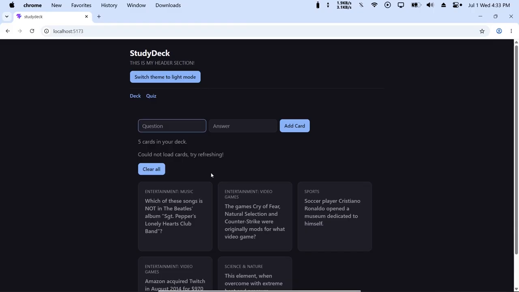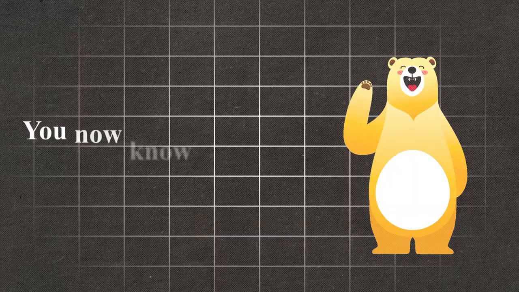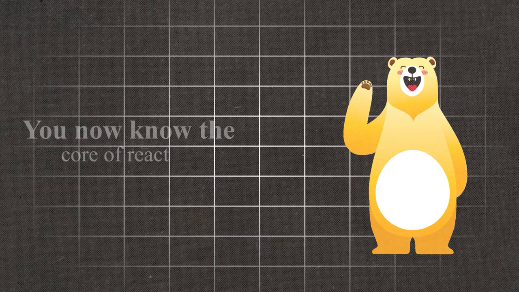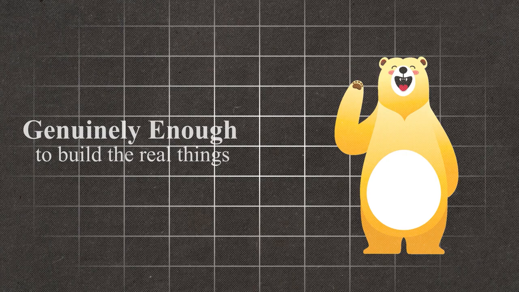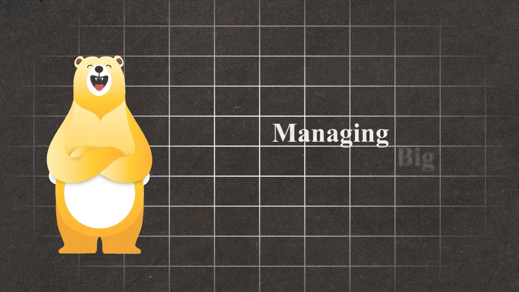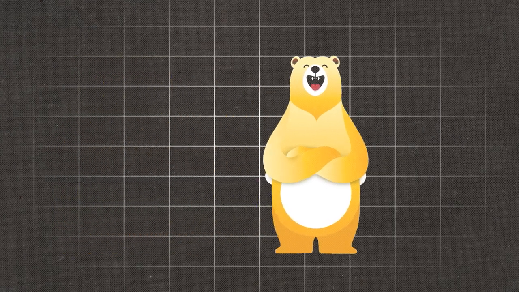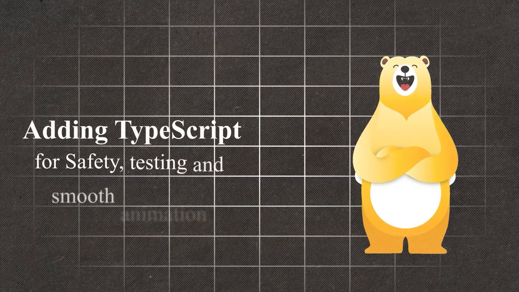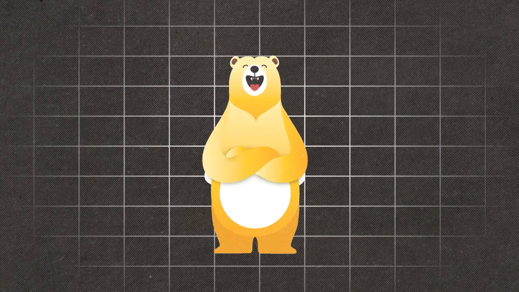Run through the whole app once on the screen: load theme, add card, flip it, take the quiz, and see your score. You now know the core of React, genuinely enough to build real things. For the next level, managing big app state with Redux, going full stack with Next.js, adding TypeScript for safety, testing, and smooth animations, each one gets its own video if you'd like.